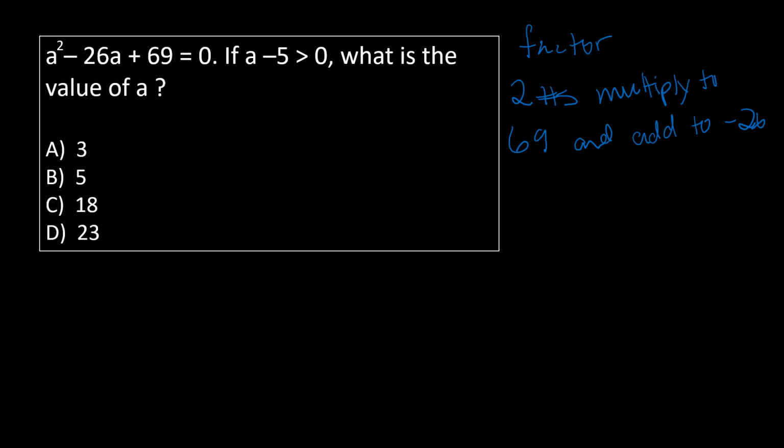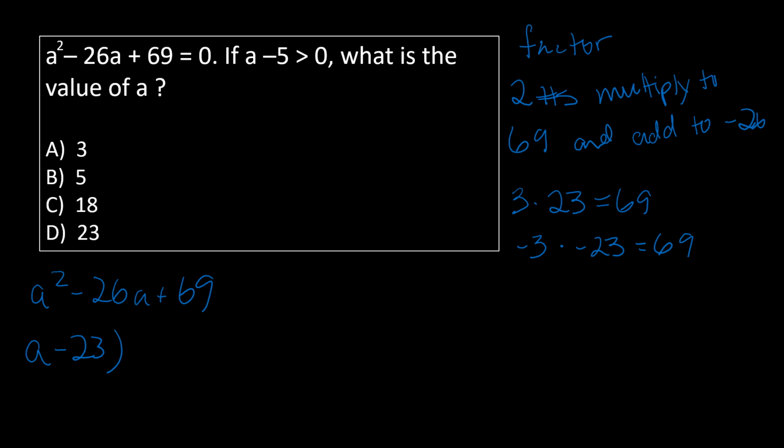First thing that stands out to me here is that 69 is divisible by 3. 69 divided by 3 is going to be 23, if I do that in my head real quick. So that means that if we take 3 times 23, that will equal 69. We need them to add to negative 26, so they're going to be negative 3 and negative 23, because when we multiply those, that'll be positive 69. So we can rewrite a squared minus 26a plus 69 as (a minus 23) times (a minus 3). a equals 23, or a equals 3.